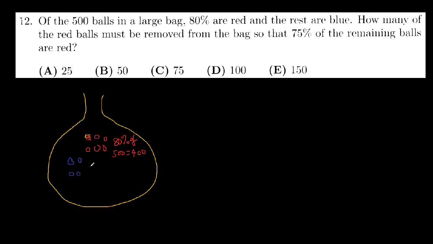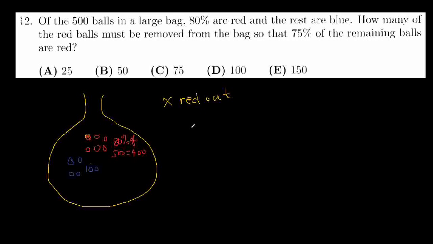We try to move some balls out of the bag so that the remaining balls are 75% red. So out of 500, we have 400 red and 100 blue, right? So let's assume we take x red out.